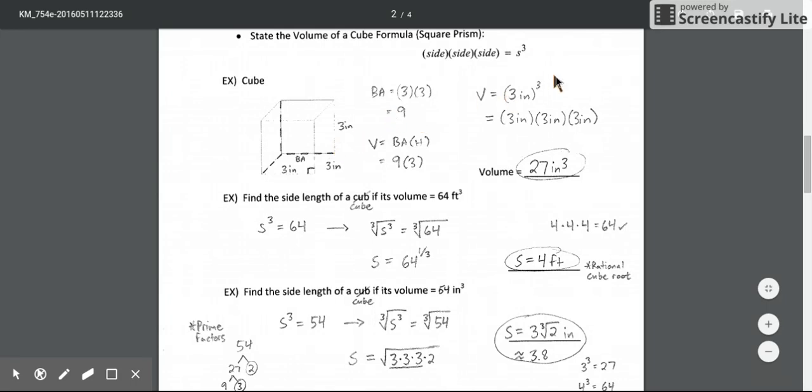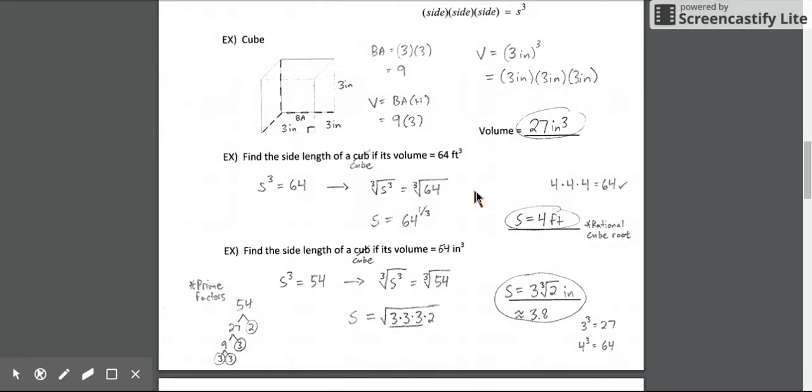So we could do 3 cubed, which is 3 times 3 times 3, which is 27 cubic inches. We could also use that formula that we described initially, which was the base area times the height. The base area would be 3 times 3, or 9. And multiply that by our height of 3. 9 times 3 is still 27. So either way you do it, if you forget about the special cube formula, you can still use base area times height.